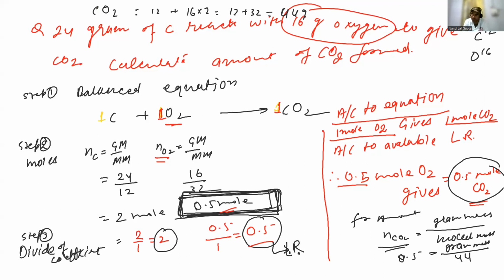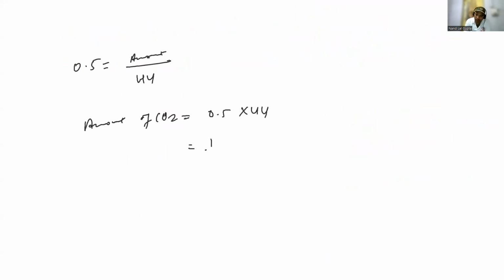Now 0.5 and 44. What can you do there? Can I change the page? So 0.5 is equal to amount upon 44. So the amount of CO2, how much is there? 0.5 into 44. 0.5 means 1 by 2, so 1 by 2 into 44. How much is coming? 22 grams CO2 will be produced.